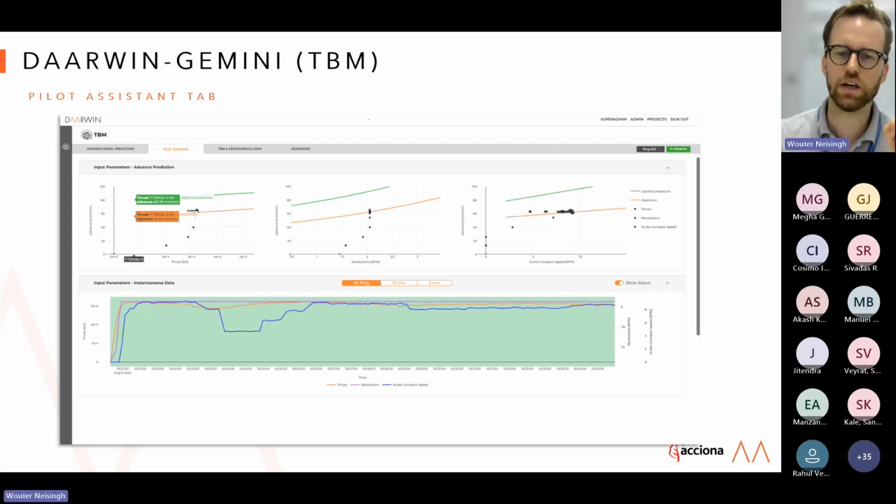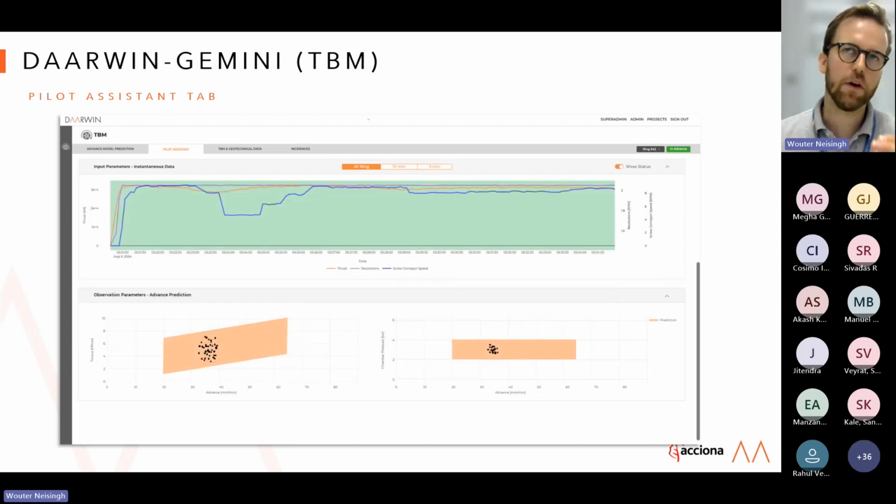Then in orange, you see a line that represents the model prediction and the real-time input. And the black dots represent the actual performance. The green line then represents, if we focus only on that parameter, what would be the optimal condition. So it tells you how much room for improvement the operator has on that part of the TBM operation. The bottom graph, row 2, basically asks the question, how does the input evolve in real time? So you can track the progress over time, again looking at the key parameters, thrust, revolutions, and screw conveyor speed.